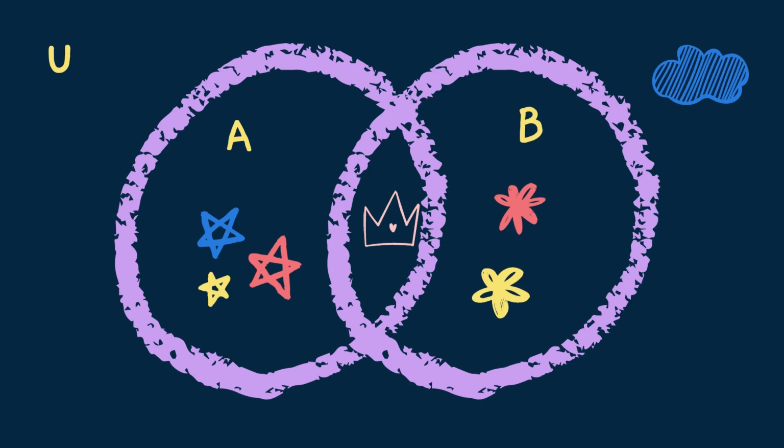So, if we're going to list the elements of each set, it will be like this. Set A has the elements blue star, red star, yellow star, and crown. While set B has elements crown, red flower, and yellow flower. Also, note that may elements sa labas ng dalawang sets. Yung element na to ay cloud. Meaning, kabilang siya sa universal set, pero hindi siya kasama dun sa dalawang sets.